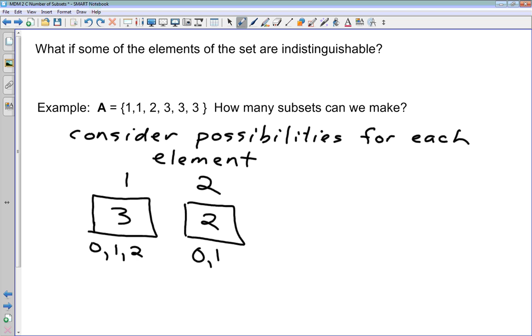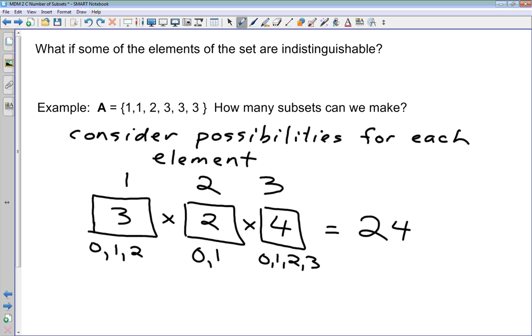What about our digit 3 here? What are the possibilities? Well, once again, we could have no 3s. We could include 1 3. We can include 2 3s. We could include 3 3s. And that's the most we could have. So there are 4 possibilities for including 3s in our subsets. Fundamental counting principle tells us that we want to multiply these individual possibilities together. So 3 times 2 times 4 gives us 24 possible subsets.